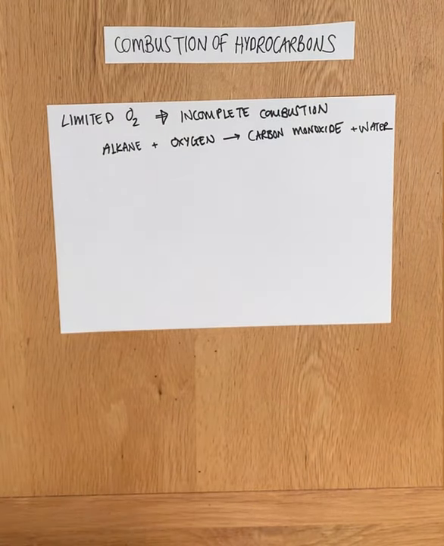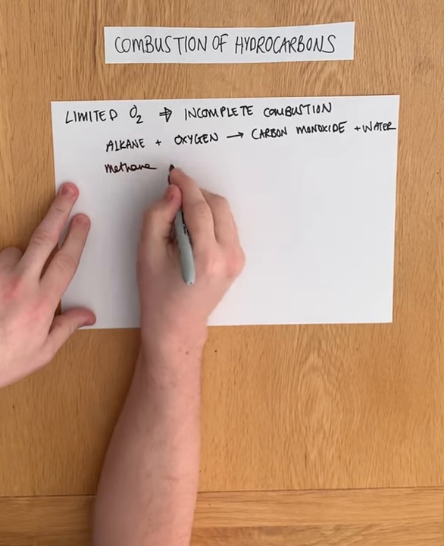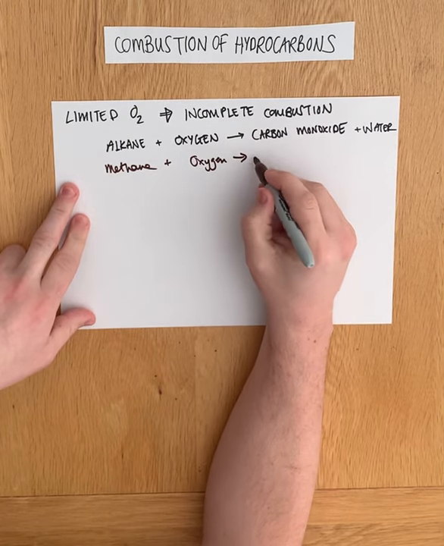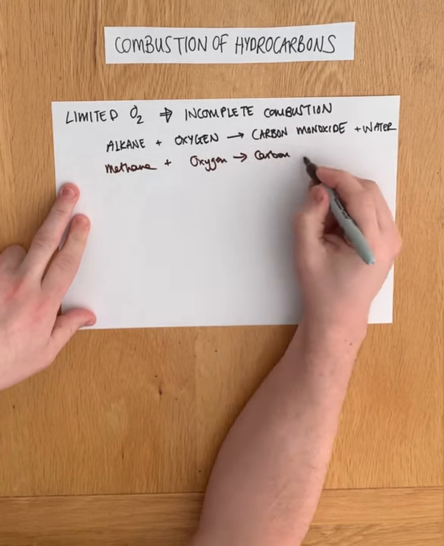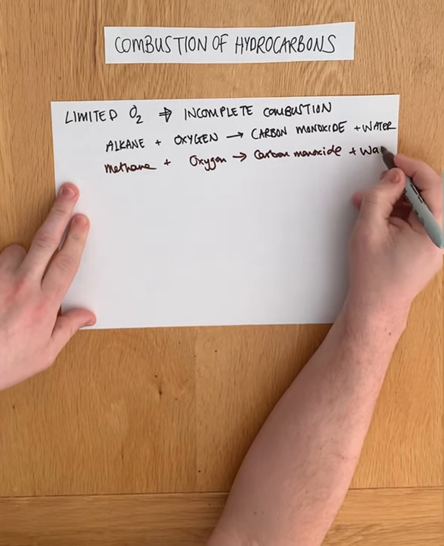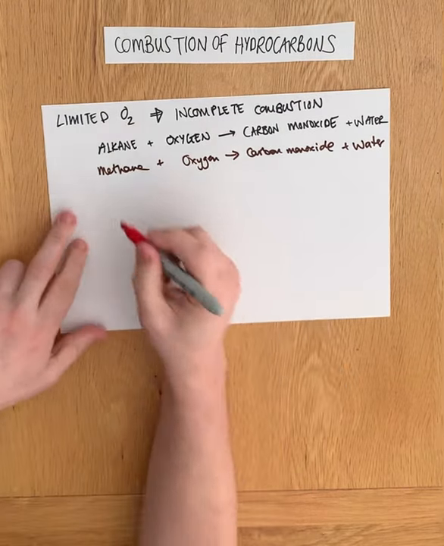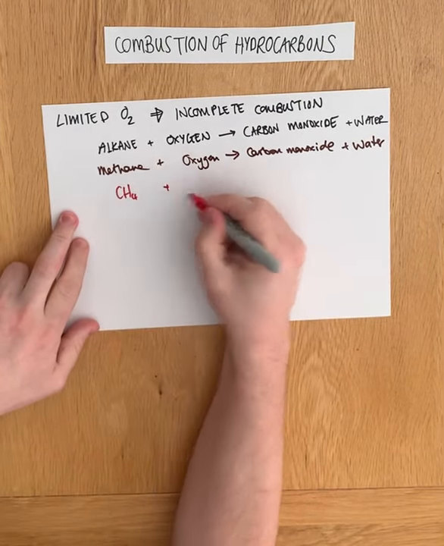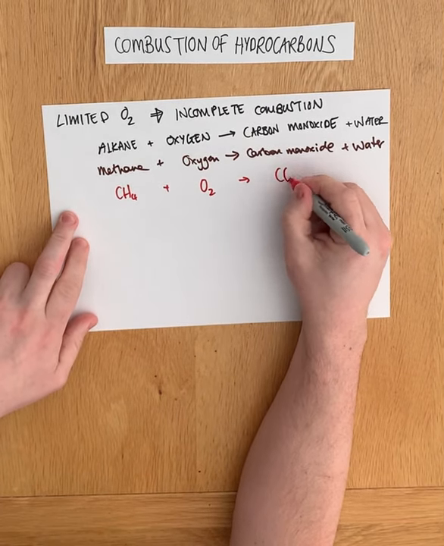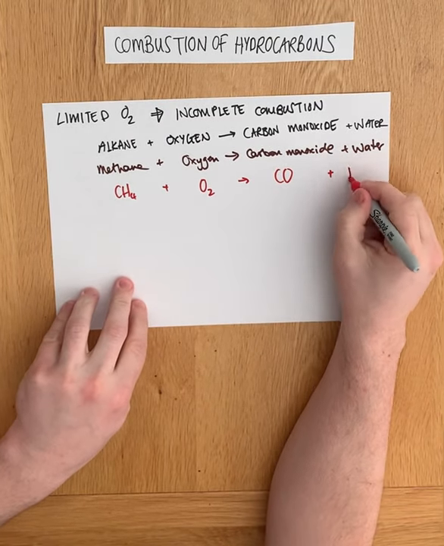And we'll do a couple of examples here. Methane plus oxygen. If there's not much oxygen around, we might get carbon monoxide in our incomplete combustion, and we'll produce water. Symbol equations: methane CH4, oxygen O2, carbon monoxide, capital C, capital O, 1 oxygen with the carbon, and water H2O.